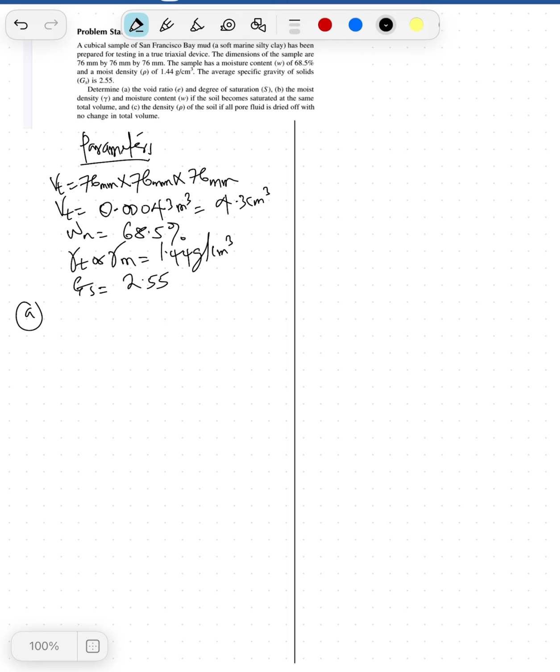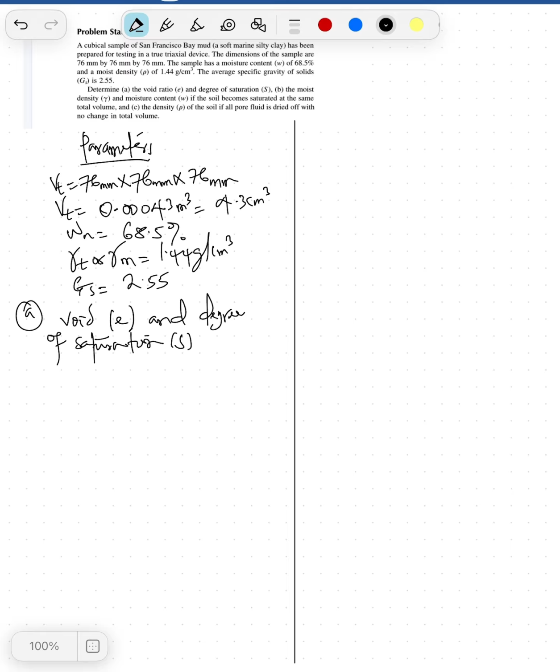So the first thing we are asked to find is the void ratio e, and degree of saturation S. This is the first parameter we are asked to find for him. That is the void ratio, the degree of saturation.